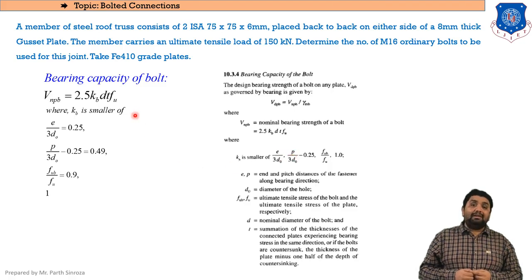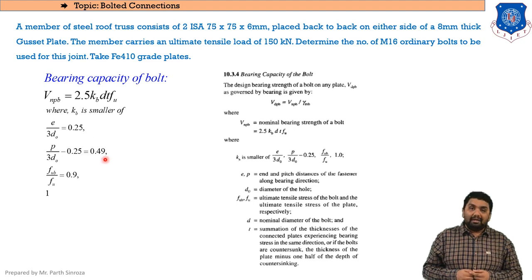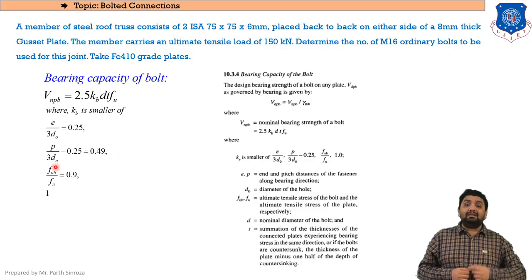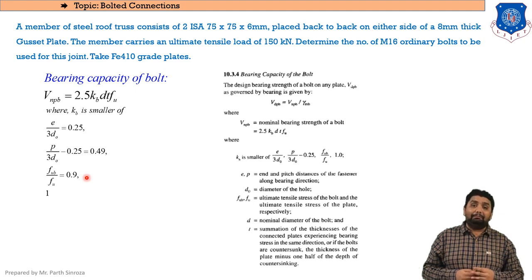So solving it, we get the first answer, e upon 3d0, equal to 0.25. And the second answer, that is p upon 3d0 minus 0.25, we get as 0.49. The third case will be fub upon fu. Now as we are dealing with two ultimate stresses, that is fub, corresponding to the bolt, and fu, corresponding to our plate, solving that we get an answer 0.9. And the fourth case is 1.